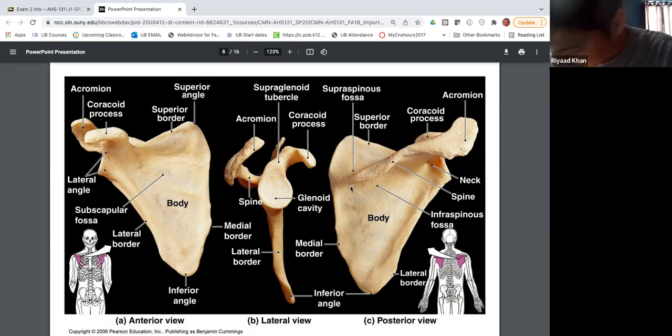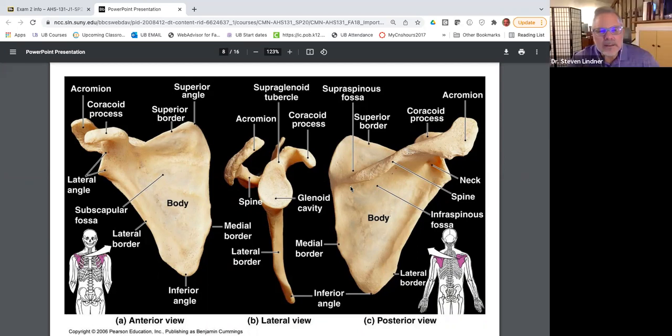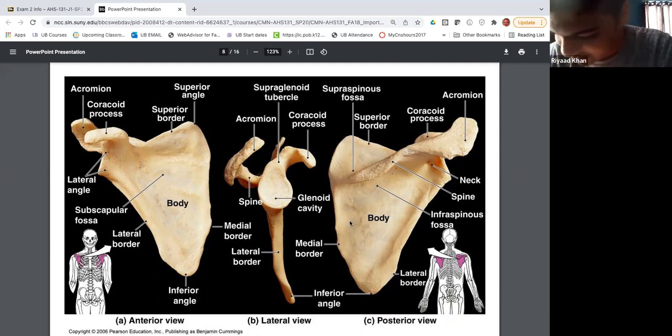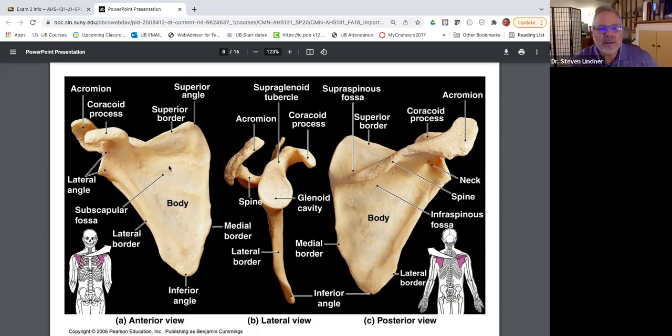Professor? Yes. I'm sorry, but 3 angles, 3 borders. And can you repeat the last 2? What did I say already? You said 3 angles, 3 borders, but I forgot the last 2. Fossae and 2 processes.